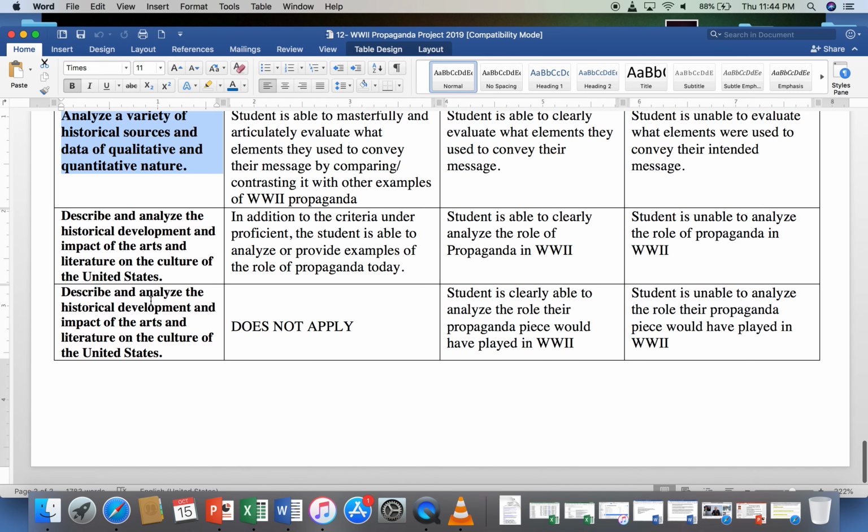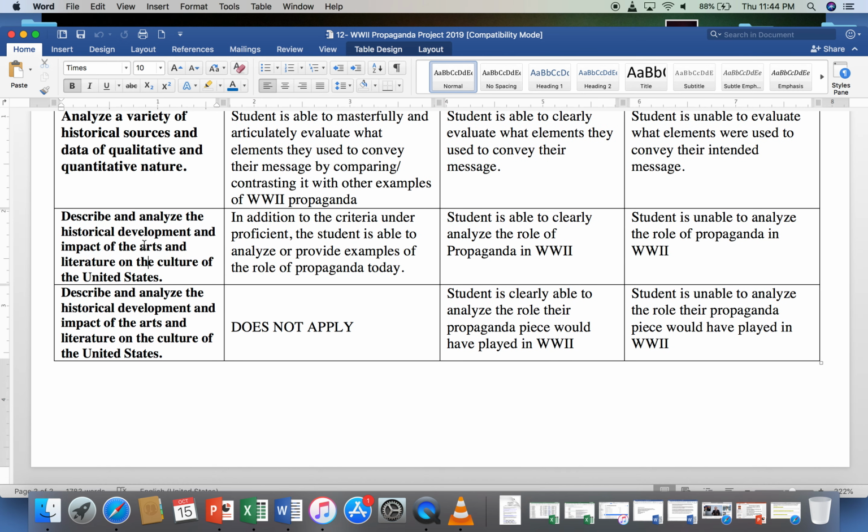Okay. Here's the next learning target here. Describe and analyze the historical development and impact of the arts and literature on culture of the United States. In order to get a 3 here, the student is able to clearly analyze the role of propaganda in World War II. You can tell me this is why it was important, what it did, where it fit, its relationship to World War II, and I'm saying that you're mostly good on that target.